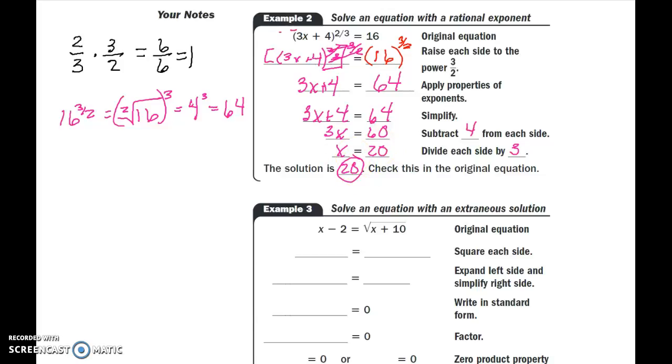And you can check that the same way we did on the other page by putting it into the original equation. Okay, I'm going to stop this video at this point because I can only make them so long, and because that's all the app will do. And I'll save this one, and then we'll pick it up at example 3 in the next video.